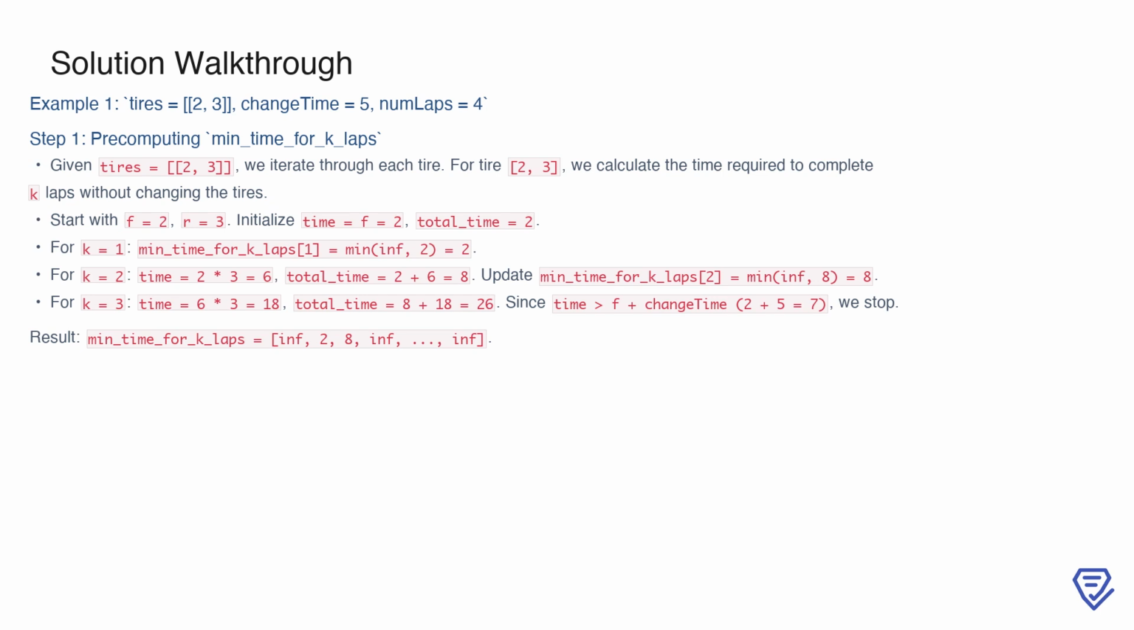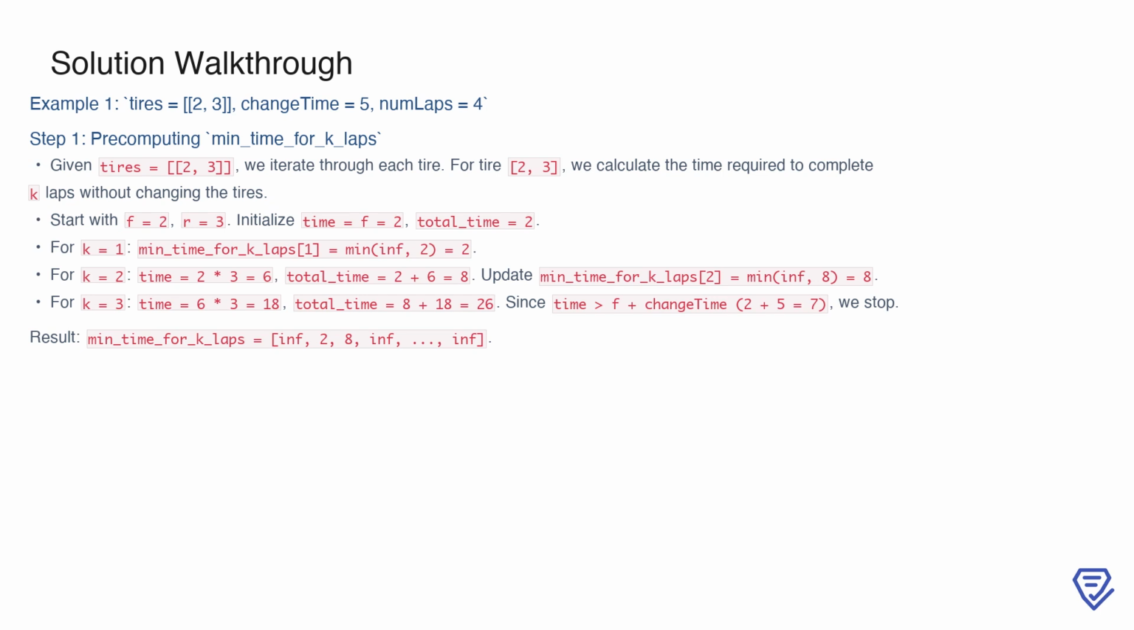This updates min_time_for_k_laps[2] to 8. For the third lap, the time increases significantly to 6 * 3 equals 18, and the total time becomes 26. However, since this exceeds the cost of switching the tire, which is f plus change time equals 7, we stop further calculations for additional laps.